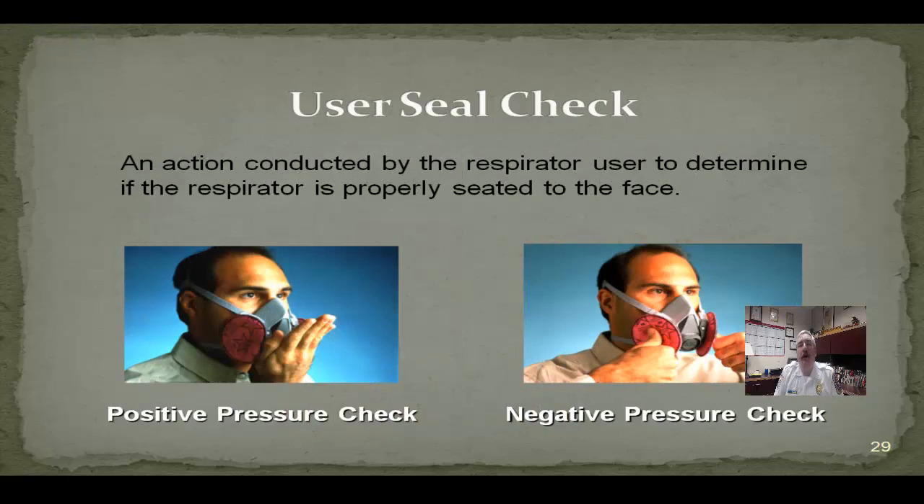Anytime that you don a respirator of any type, you've got to make sure you do a good seal check. Now, this is done by either a positive or negative pressure action. With a positive, you're going to cover the exhalation port and blow. With that, you make sure that you're not feeling any leak around the face piece itself. With a negative pressure, you're going to cover the inlets to the respirator and inhale. As you inhale, that creates a negative pressure, and you shouldn't feel any air leaking around the seal of the mask.